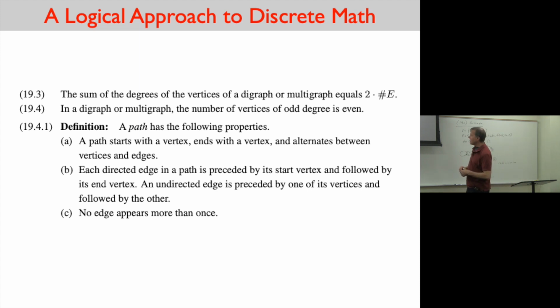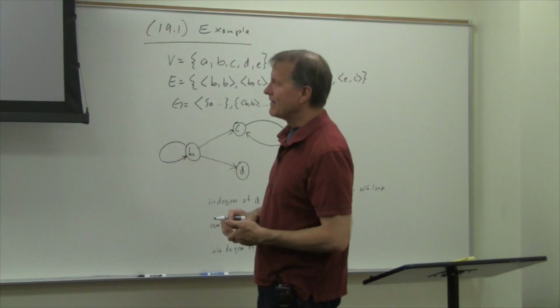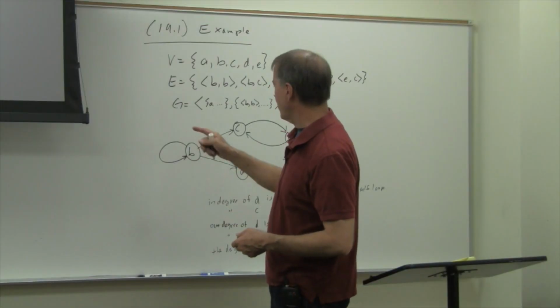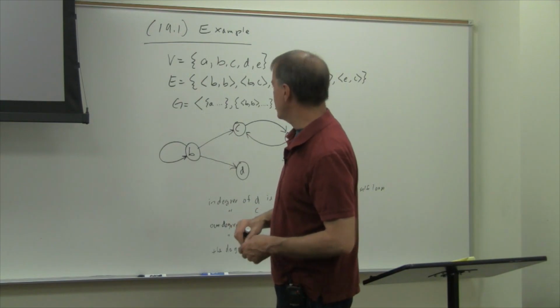19.3. The sum of the degrees of the vertices of a digraph or multigraph equals 2 times the number of edges. Because every edge has an end at the beginning. Yeah, so you already see why that's a theorem. The sum of the degrees. Okay, so let's verify that for this one.